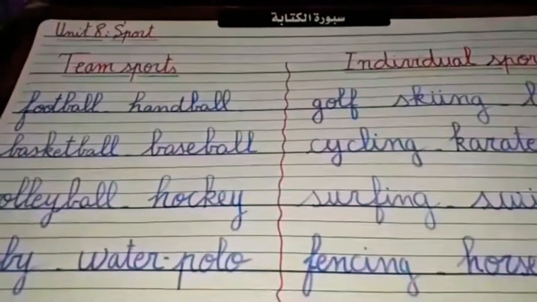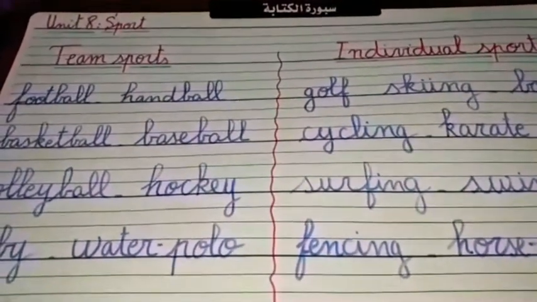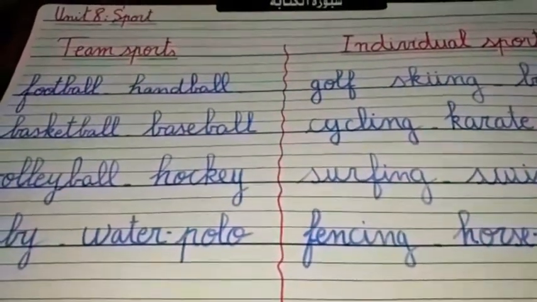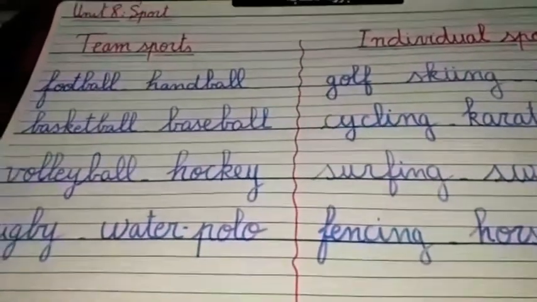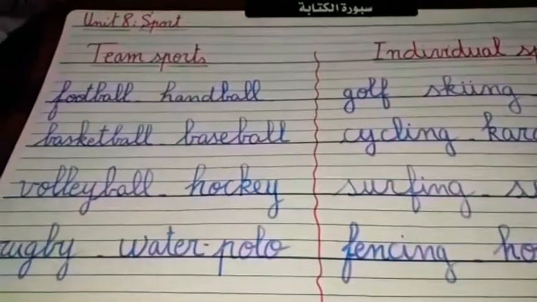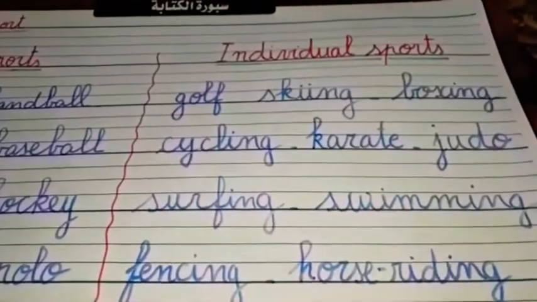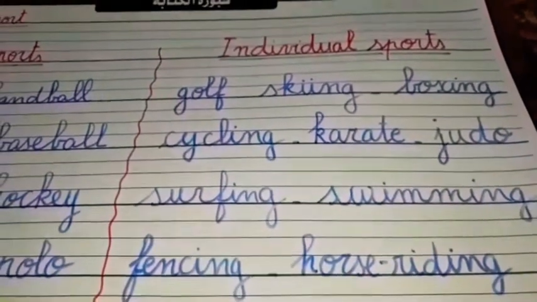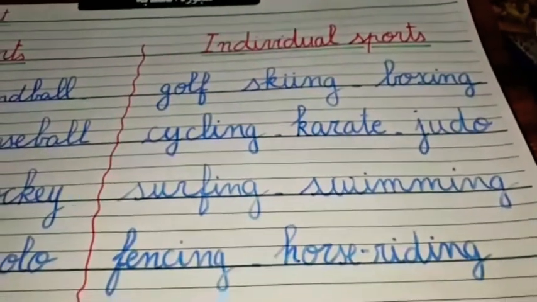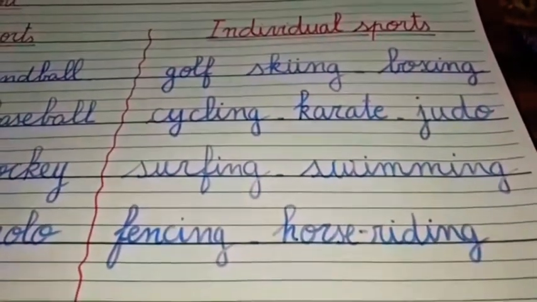Now, we have two types of sports, team sports and individual sports. Team sports are the sports that can be played in groups, okay? The glory, when you win, is for the group. Like football, handball, basketball, baseball, volleyball, hockey, rugby, and water polo. For individual sports, the glory goes to one person, one player, in the game. For example, we have golf, skiing, boxing, cycling, karate, judo, surfing, swimming, fencing, horse riding.